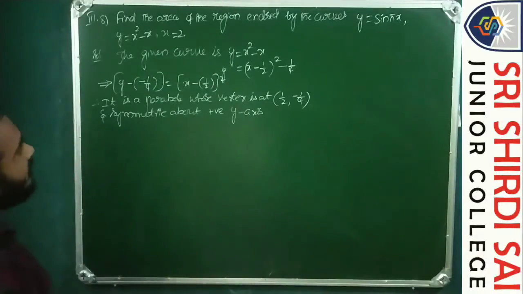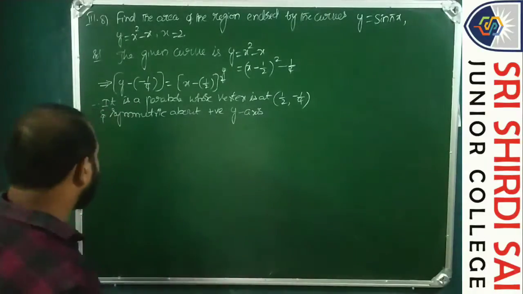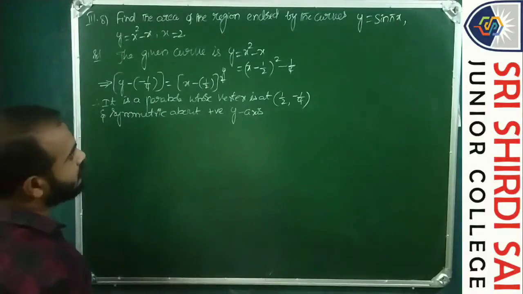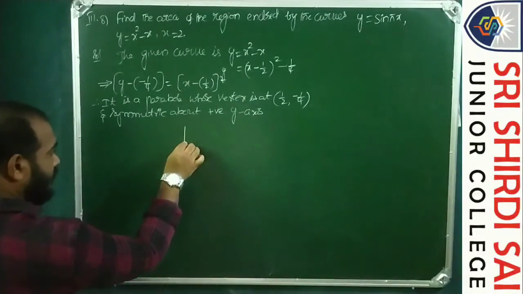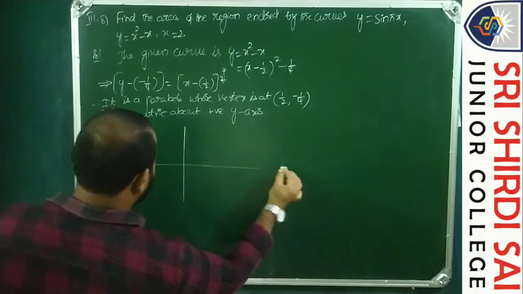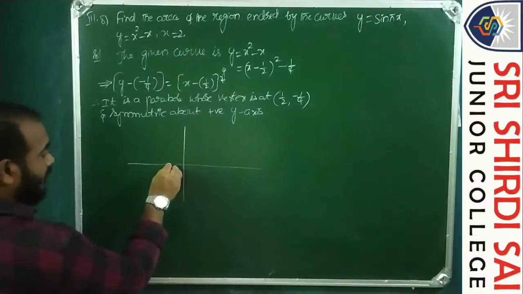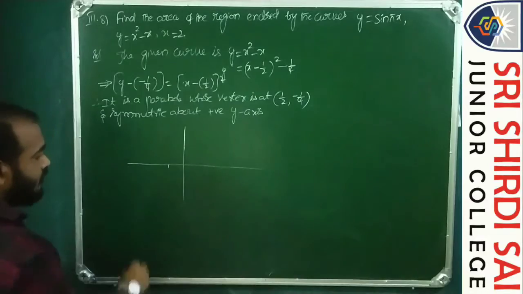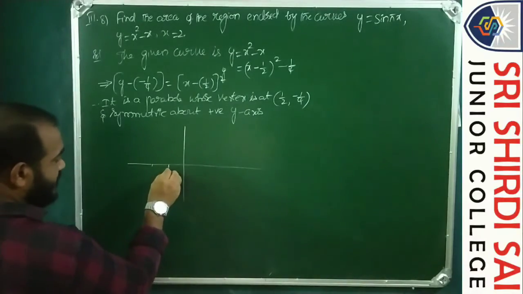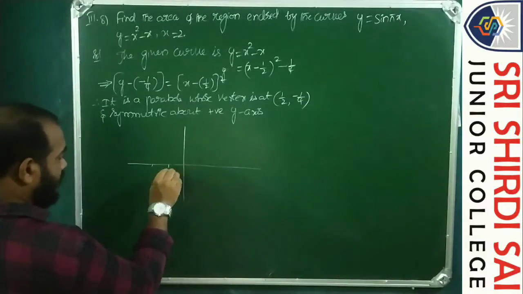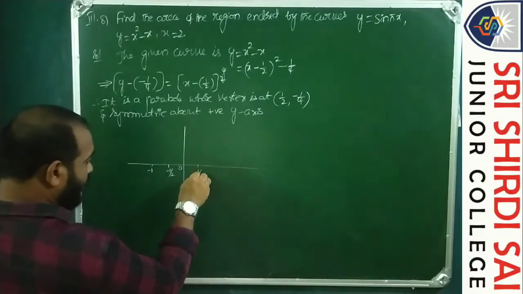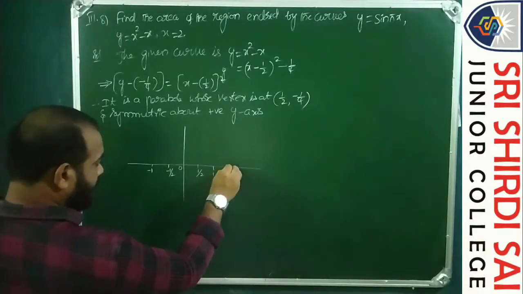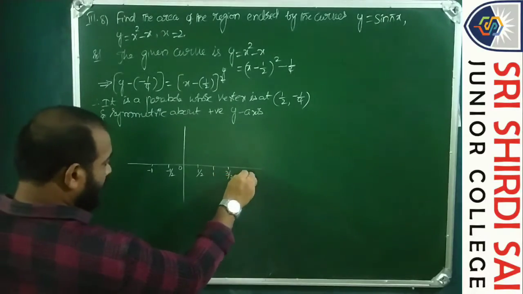And y equals sin pi x we know, for which let us draw the diagram, taking 1 by 2. So this is minus 1 by 2, this is minus 1, 0, 1 by 2, 1, 3 by 2, and this is 2.